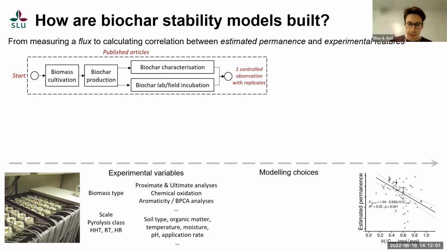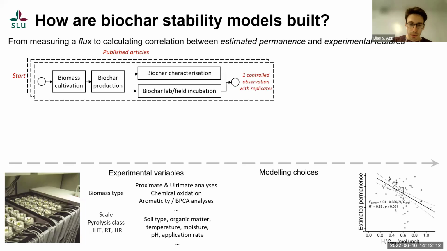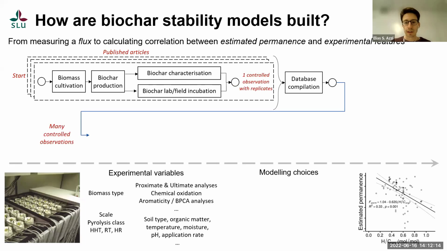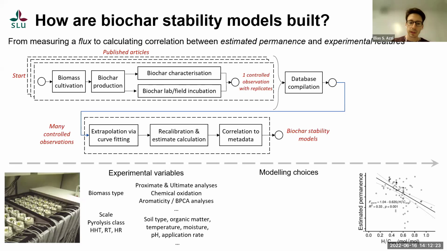Once we've done all that, we get what we call one controlled observation, also with replicates, and that usually leads to a publication. So there are many researchers that have published these kinds of studies. When you have a couple of them, you can start compiling them and make a database. And once you have the database with all the data together, you can start doing the modeling. The modeling has three main steps. The first one is what we call the extrapolation via curve fitting. So we have the experimental data and we try to look at what happens in the long term by using models. We call them exponential models usually, double decay models.